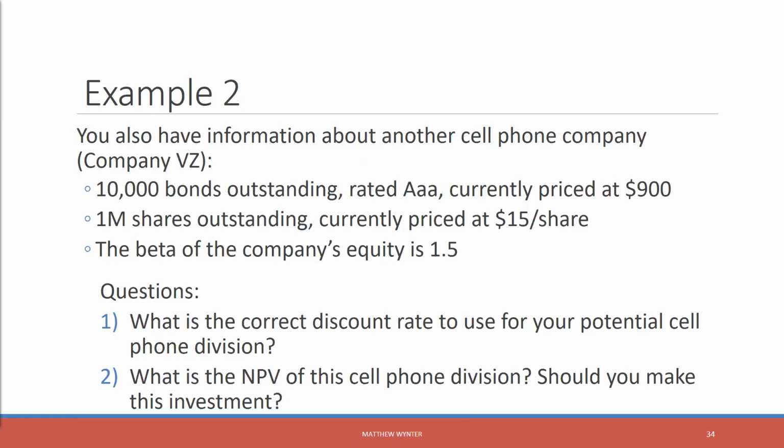Okay. Question two, what is the NPV of this cell phone division, and should you make this investment? After we have the expected return for VZ, the proper discount rate, we can then take that discount rate and apply it to our project. So we're just going to set up the same standard annuity formula that we've been working with, and we're going to solve for an NPV. And hopefully you will observe that this is a project that you should take on because it has a positive NPV.